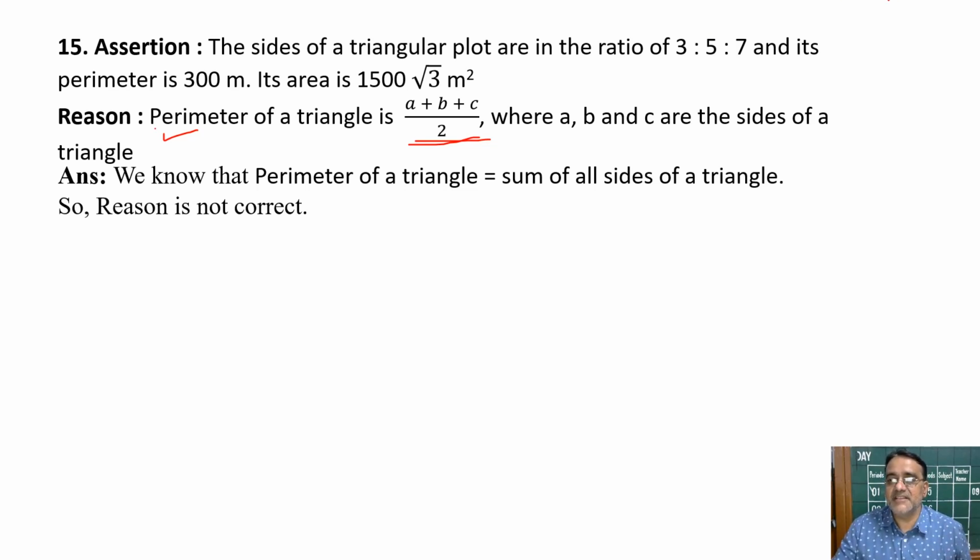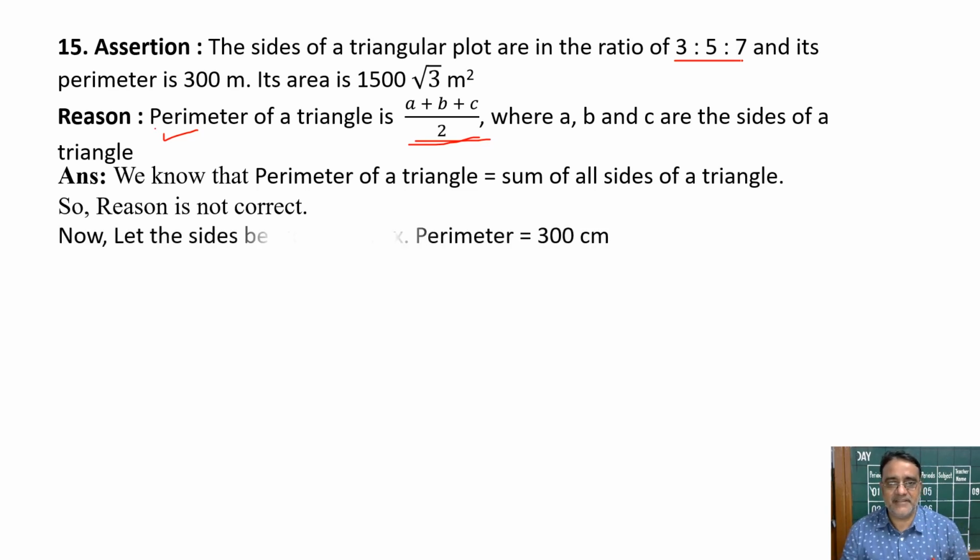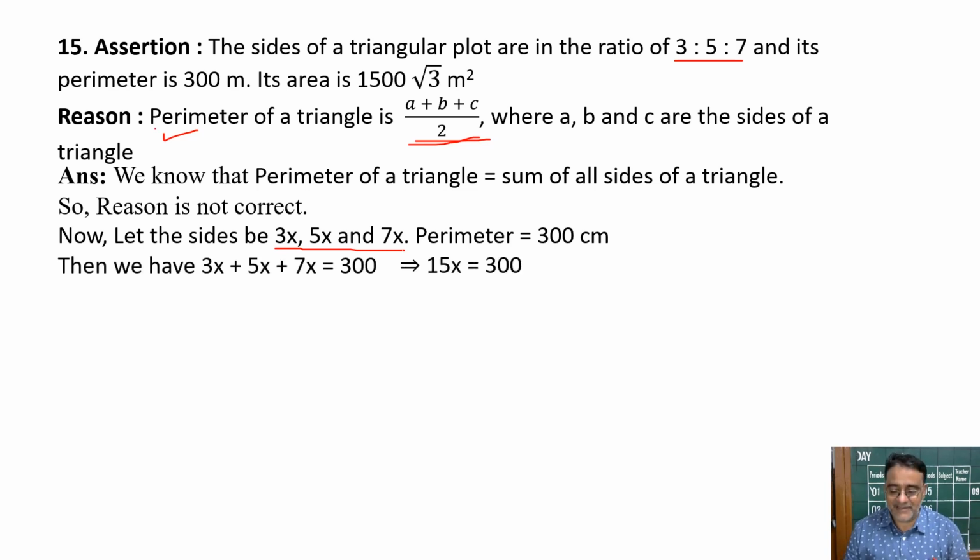Now we have to check for assertion. So the ratio of sides is given 3:5:7. So let the sides be 3x, 5x and 7x, and the perimeter is given 300 centimeter. So what is the sum of these three? 15x. 3x, 5x and 7x, 15x. So what is the value of x? 20. Very good. So the sides are 3 into 20, 60. 5 into 20, 100. 7 into 20, 140.